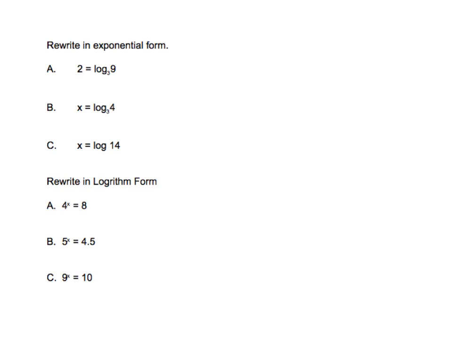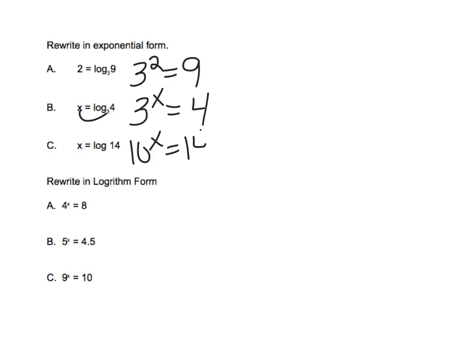So first we have 2 equals log base 3 of 9. If we were going to rewrite that in exponential form, our base is 3, our exponent is 2, equals 9. On the second one, x equals log base 3 of 4. Base is, again, 3 to the x power equals 4. On that last one, on letter C, if there is no base, there's a base of 10. So we would have 10 to the x equals 14.